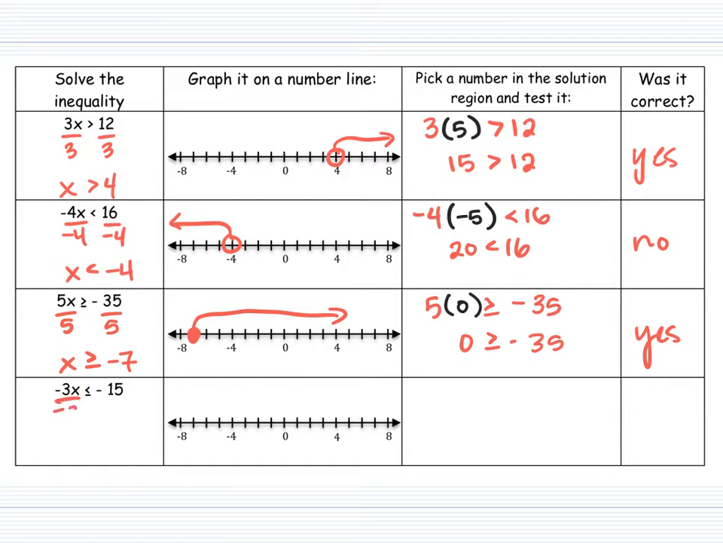Next one, divide both sides by -3. That was kind of messy. So I end up with x is less than or equal to 5. So if I go to 5, put a closed circle, go out to the left.